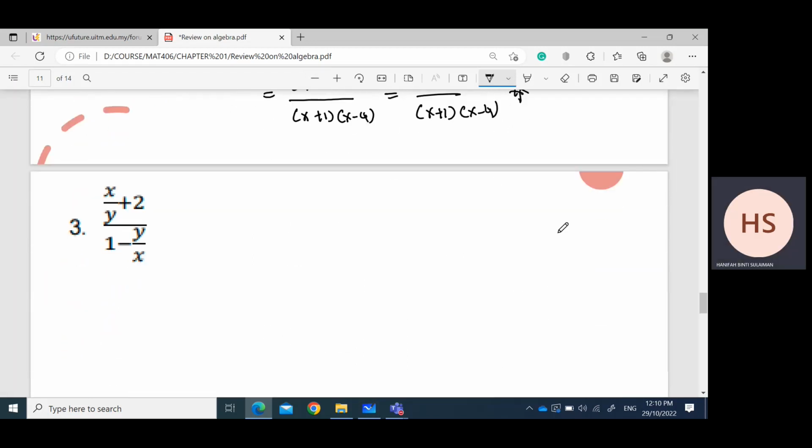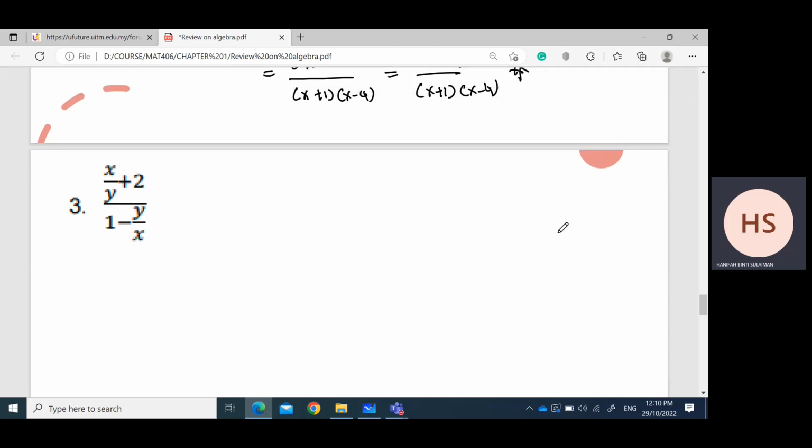Okay, so next we go to example 3. So example 3, it is about division between two fractions. Now we have x over y plus 2 divided by 1 minus y over x. So it is also equivalent with x over y plus 2, divide by 1 minus y over x. Okay, so first inside here, for the first term, we can simplify.